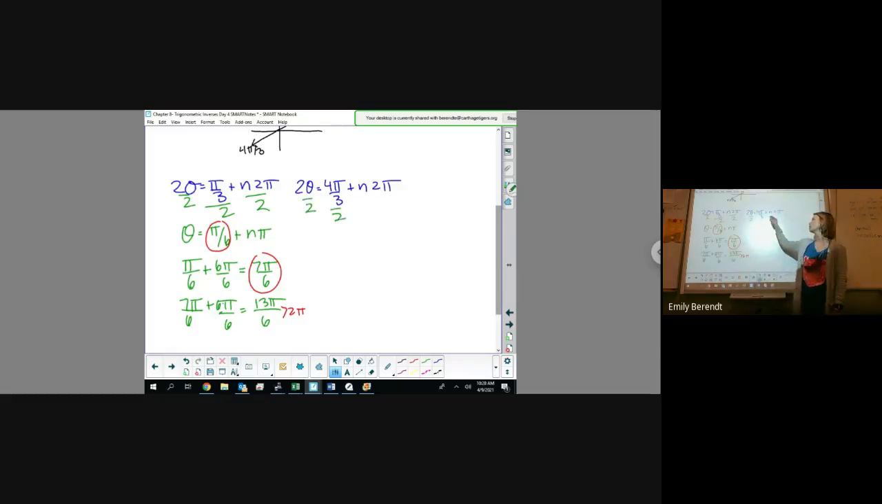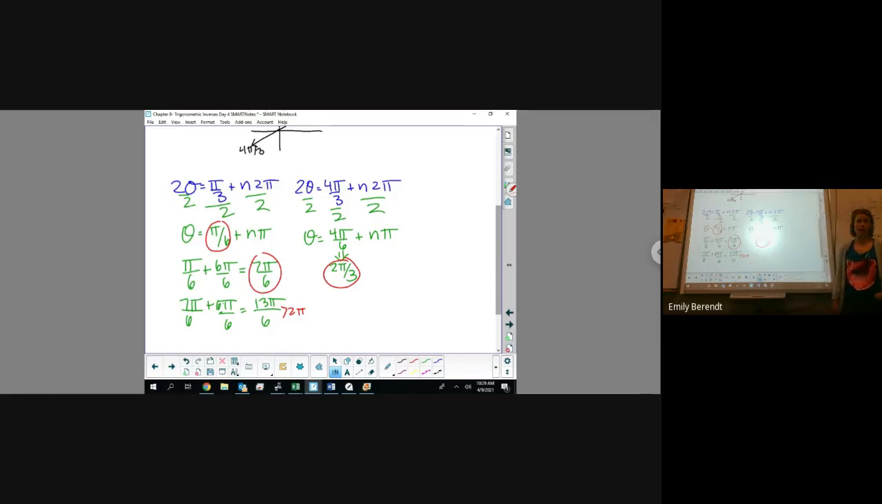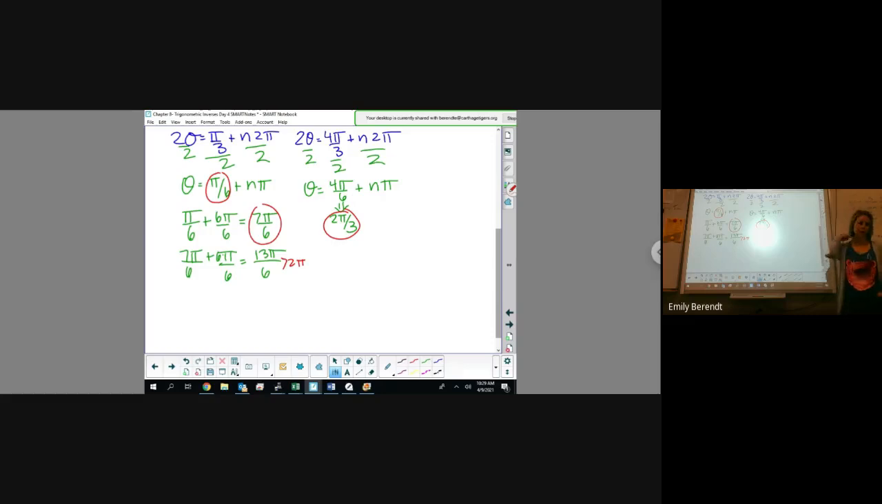We got the other half of the answers to work with. Divide by 2, divide by 2, divide by 2. Theta equals 4 pi over 3 cut in half is 4 pi over 6 plus every pi. Now, be careful with this. Is 4 pi over 6 bigger than 0? Yes. Is it less than 2 pi? Yes. Is it reduced? No. 4 pi over 6 is actually 2 pi over 3. So 2 pi over 3 is one of your answers. Now, we had to add pi. What are we going to add pi to?